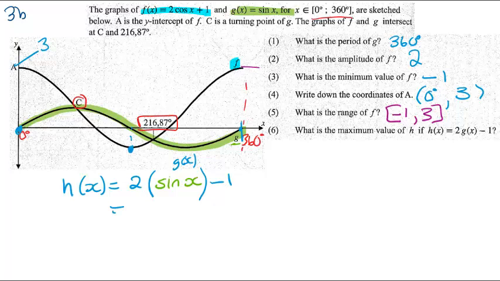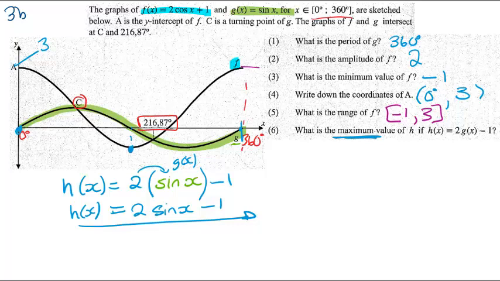Now I'm simply going to do basic algebra. I'm going to multiply that in. So I have 2 sine of x minus 1. That is the equation for h of x. But this doesn't answer the question. The question is, what is the maximum value?